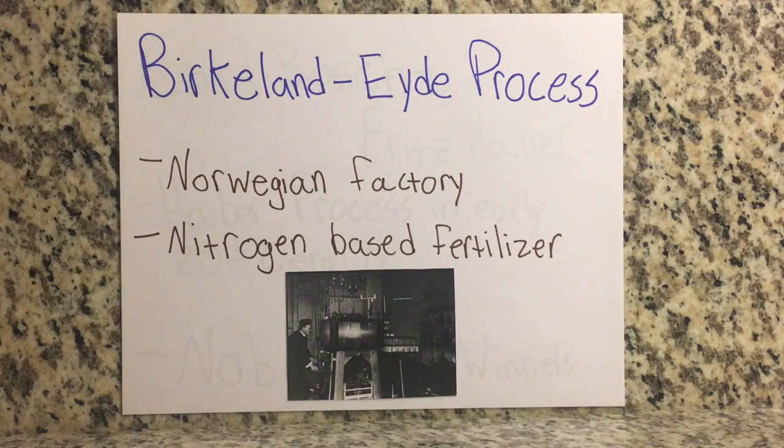The Birkeland-Eyde process was one of the competing industrial processes at the beginning of nitrogen-based fertilizer production. This took place in a Norwegian factory, and there's a picture of Birkeland working on the production of fertilizer.